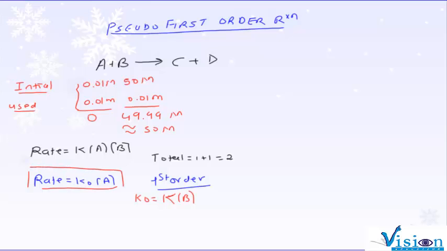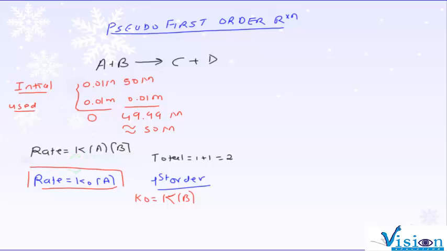Whenever we come across a situation where the concentration of one of the reactants is quite higher than the concentration of the other reactant, then though it is supposed to be a second order reaction, it behaves as a first order reaction. And that's why these reactions are known as pseudo first order reactions.